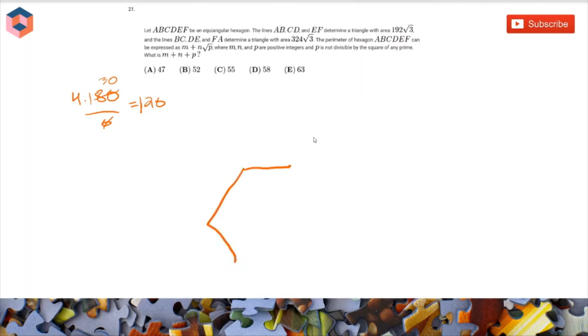And I'm going to draw the shape as an approximate sketch. So let's label it A, B, C, D, E, and F. Now the lines AB, EF, and CD. So let's draw it out.